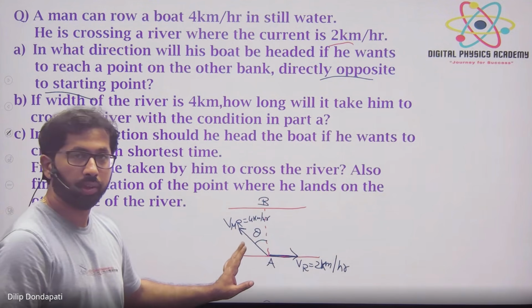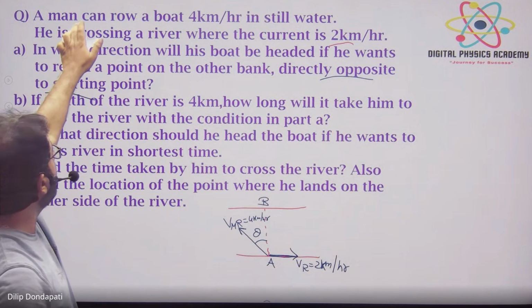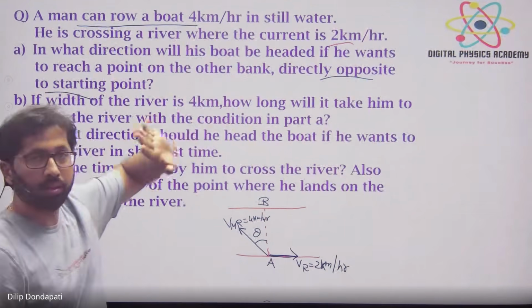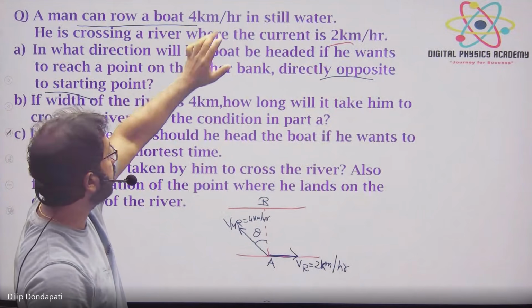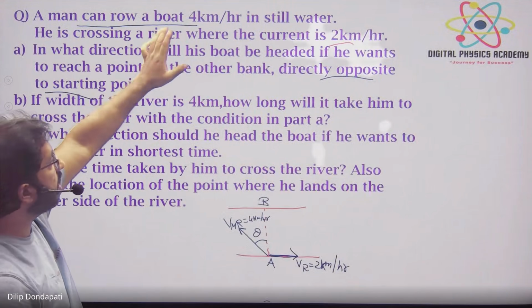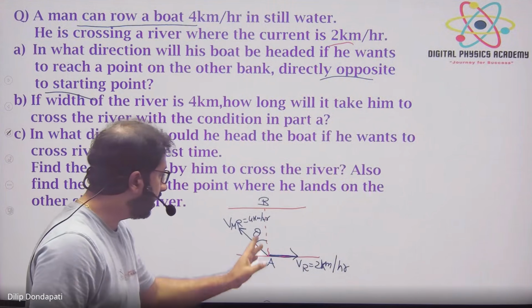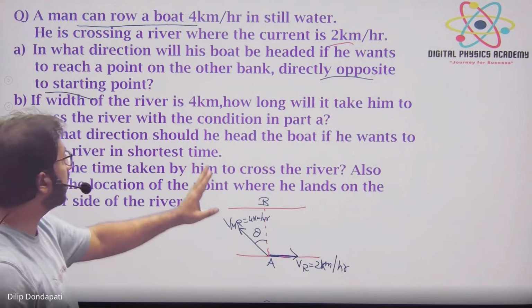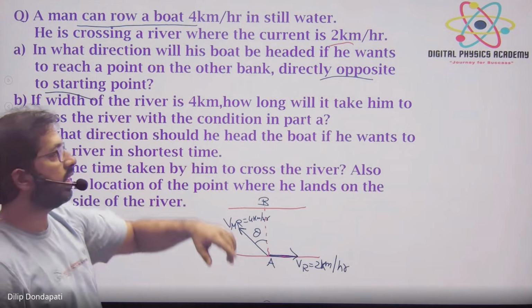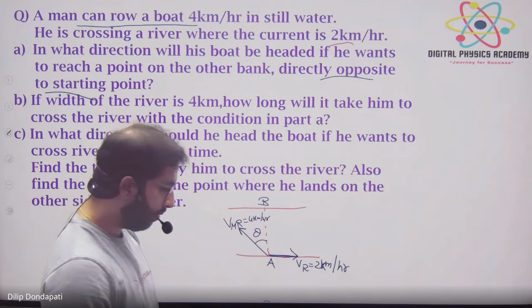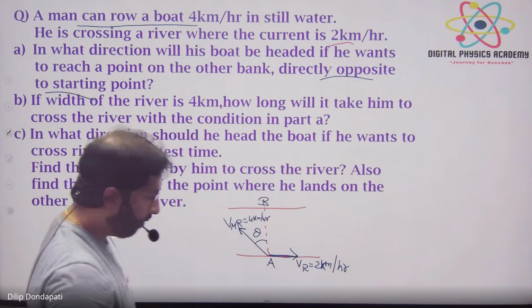See, understood? Initially the boat's speed is given; I'm putting the man's the same. 4 kilometers per hour in still water. He has to cross the river where the current is this much. So exactly he has to reach in the opposite direction. That's why he's asking what direction he has to travel. Find it. So we'll get theta is 30 degrees. Theta is 30 degrees. Okay.